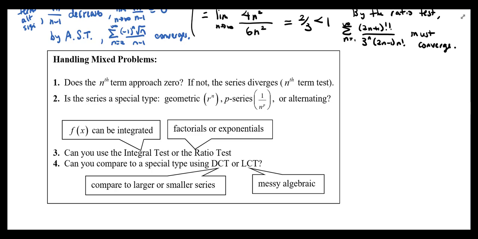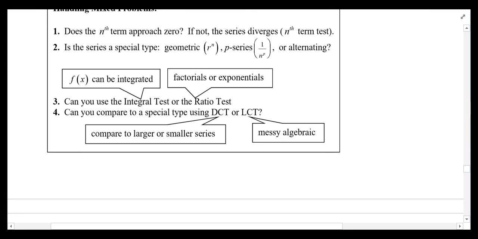Then I say to myself, okay, can I use the integral test? If it's something that looks like an integral I can do quite simply, go ahead, do that. Or is it the ratio test, because it involves factorials or exponentials? And then last but not least, I look at this and say, can I compare it to a special type of test using a direct comparison, meaning comparing larger and smaller series, or a limit comparison? That's the one with messy algebra where I'm trying to simplify it into a p-series and then compare it that way. So that's what I think. I go through this list as I look at the question. All right. And now you're going to try that yourself.